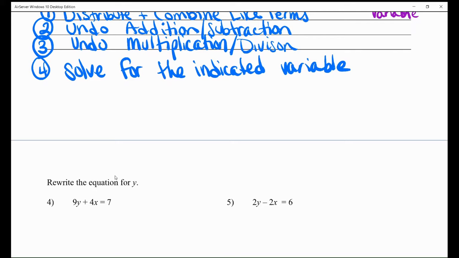Now let's put these steps in action. So we're going to rewrite these equations for y. We're going to solve these equations for y. Our first step is we want to add or subtract the x term over so that we can get closer to that y term. With number 4, we're adding 4x, so we're going to subtract 4x.